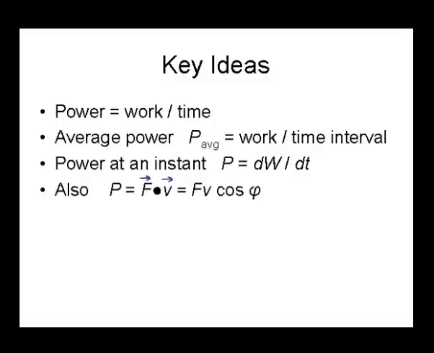We can also write power, the instantaneous power, as the dot product of the applied force and the velocity of the object just then. And this is the way we can expand a dot product: magnitude of F, magnitude of V, cosine of the angle between those two vectors. And that's it for this little video.